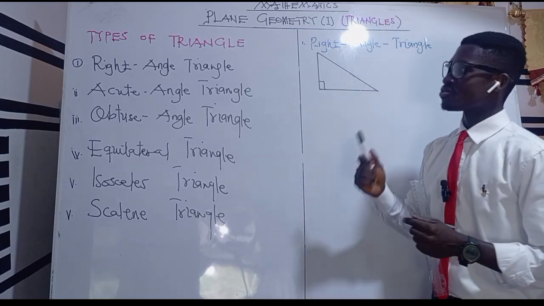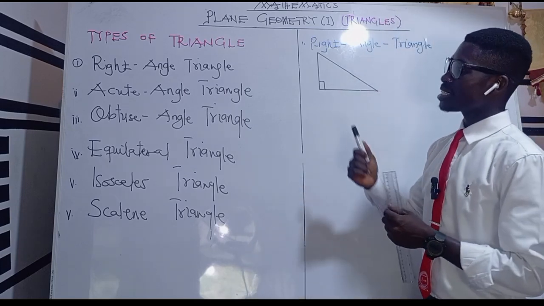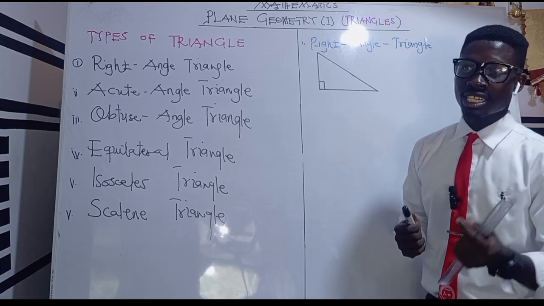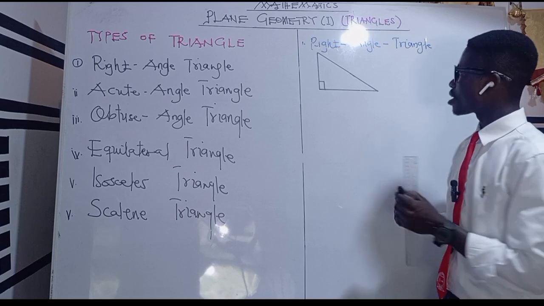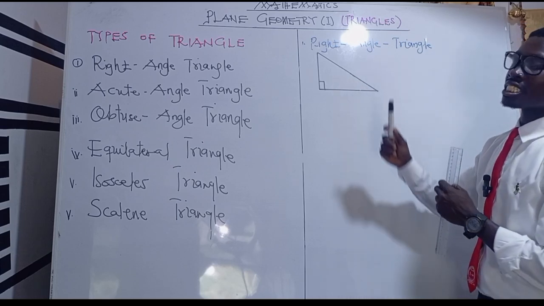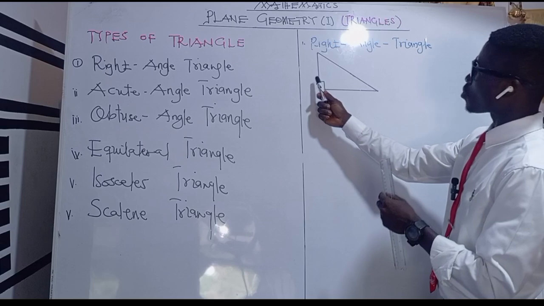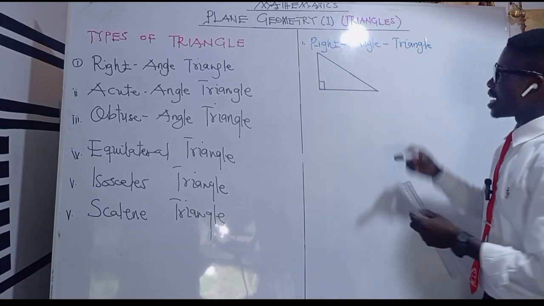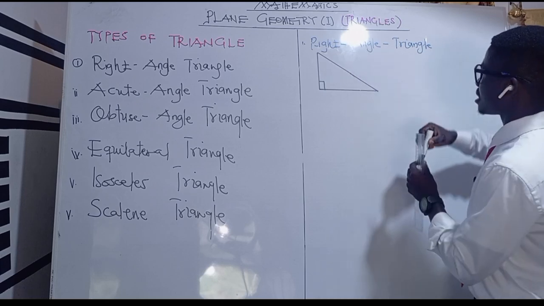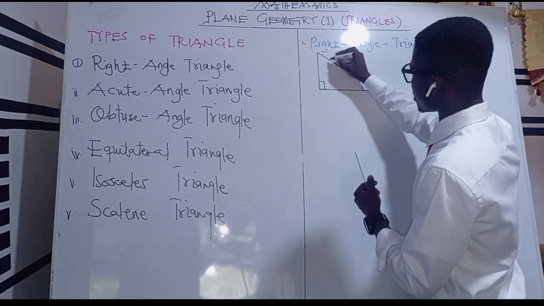Now by the angle, we are starting with the right angle triangle. As the name implies, right angle. A right angle triangle is a triangle with one of its angles being equal to 90 degrees. So this is a right angled triangle because it has one of its angles being equal to what? 90 degrees. And the remaining angles are acute angles.